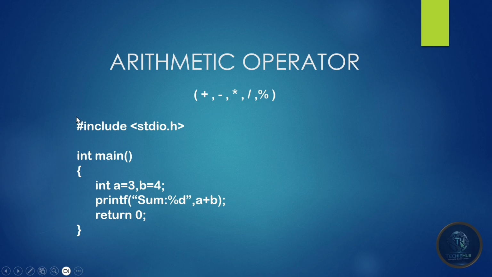Okay. So, example program: hashtag include, header file section. In the function section, we introduce two variables. Let a is equal to 3 and b is equal to 4. In printf, we are going to print sum and the value. So in place of the value, we have to get the value of a plus b, that is the sum of a and b. So we wrote a plus b here, which replaces the value percentage d.